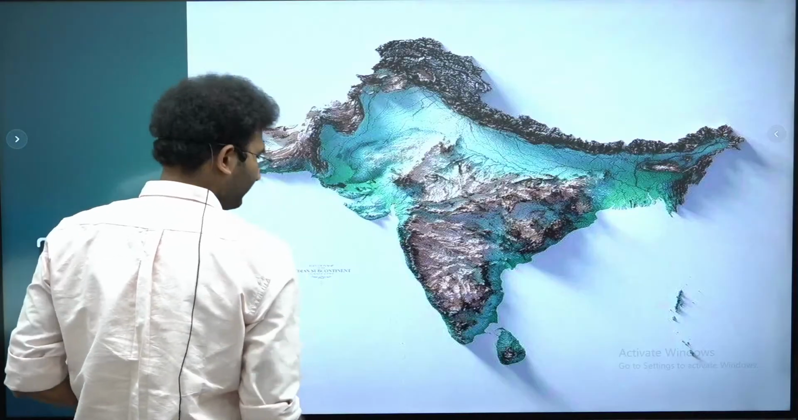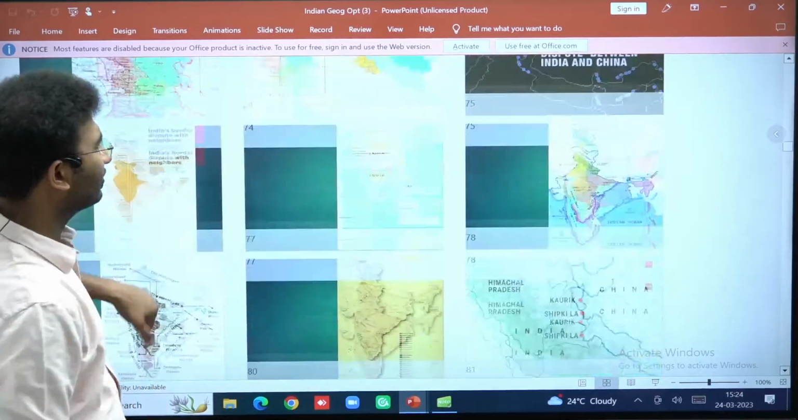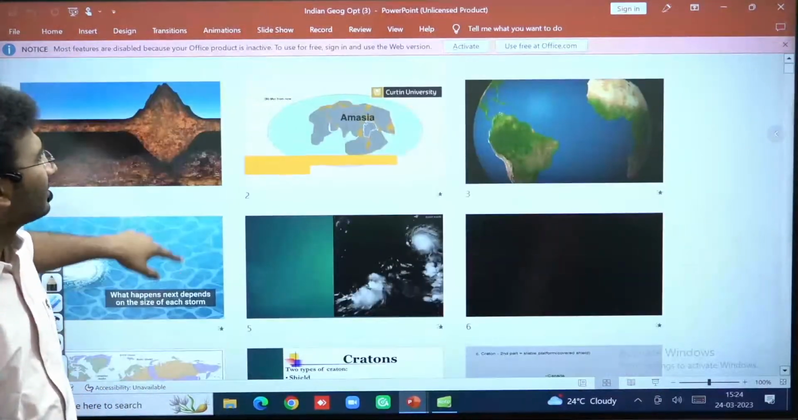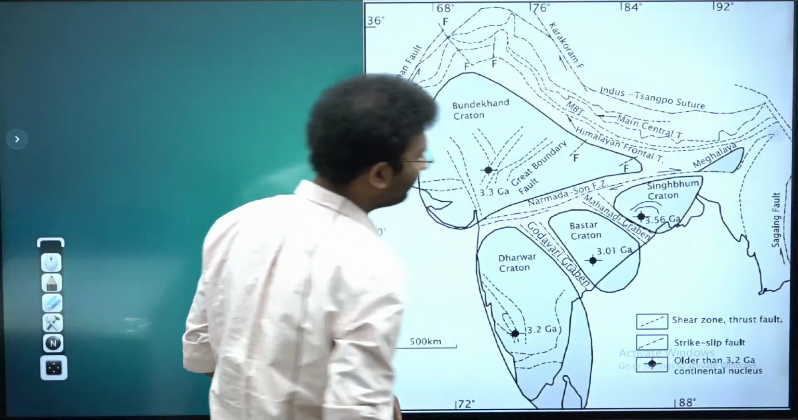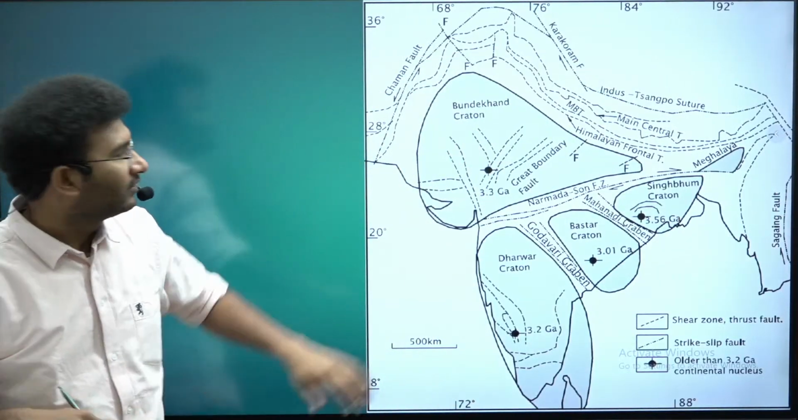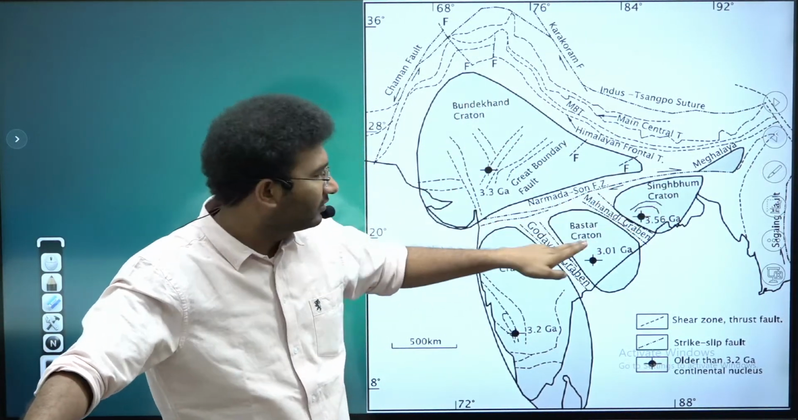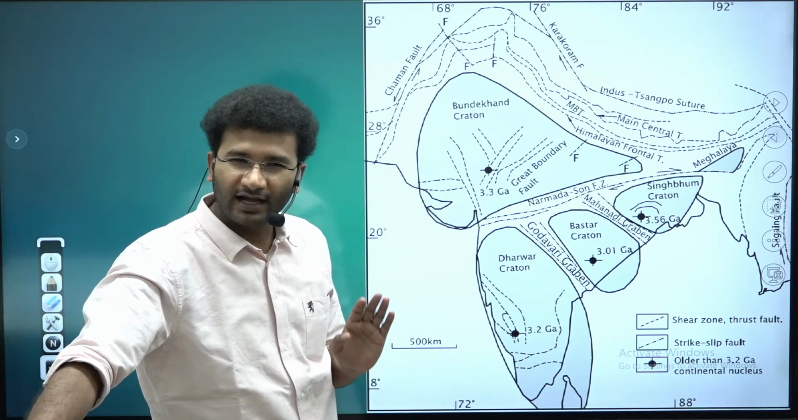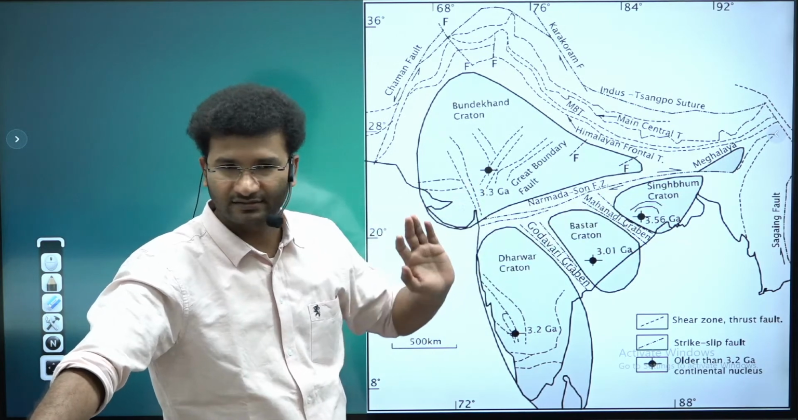So if you look, the entire India is nothing but a collection of cratons. How many cratons are there? There are four cratons, and there are names to these. One is Singhbhum craton, one is Dharwad craton, another one is Bundelkhand craton, and then you have Bastar craton. Okay, this is Bundelkhand craton, this is Singhbhum craton, this is Bastar craton and Dharwad craton. That means the actual landmasses of India are these four pieces of landmass, right?